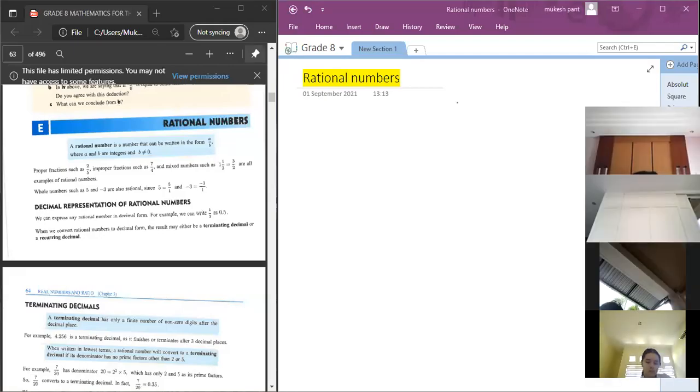It's simple. We only need to just look over it. So any number, look here, see the definition.